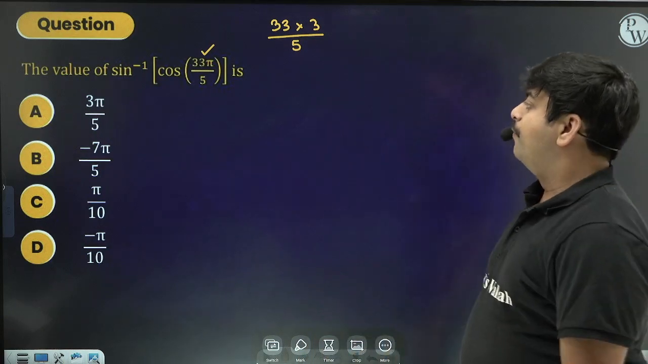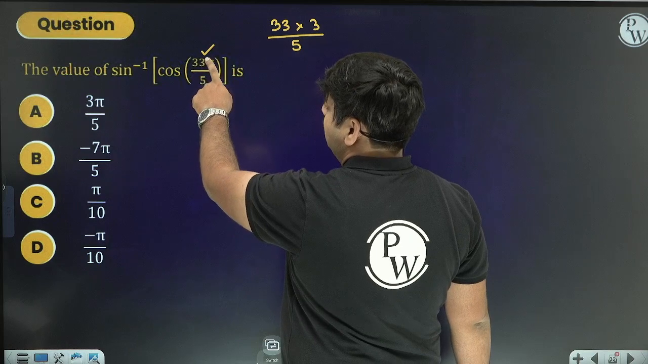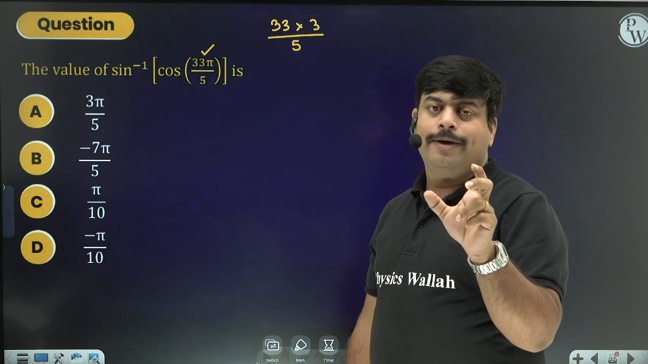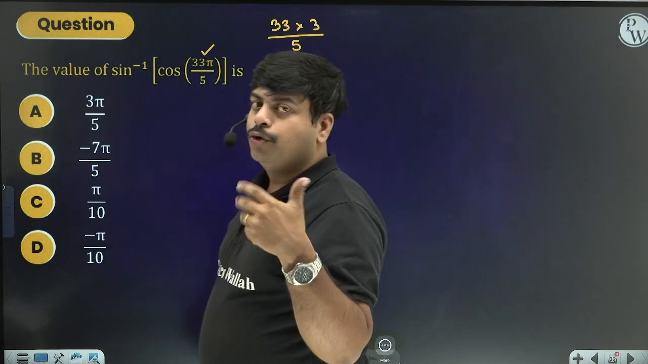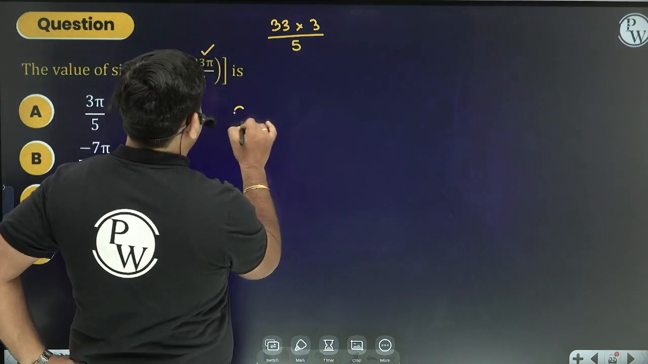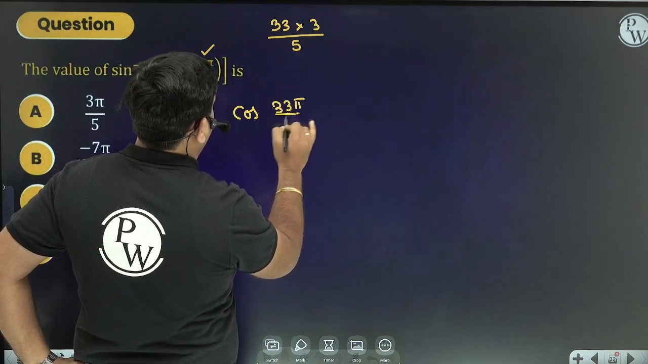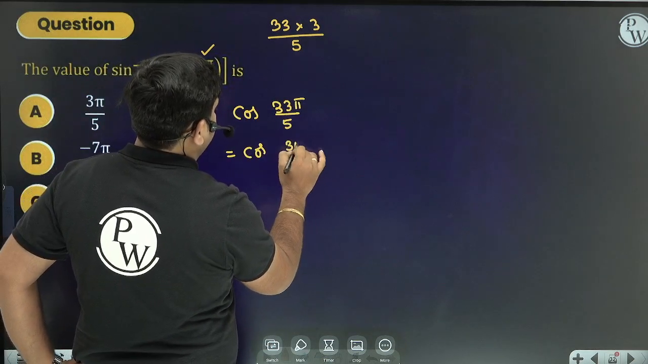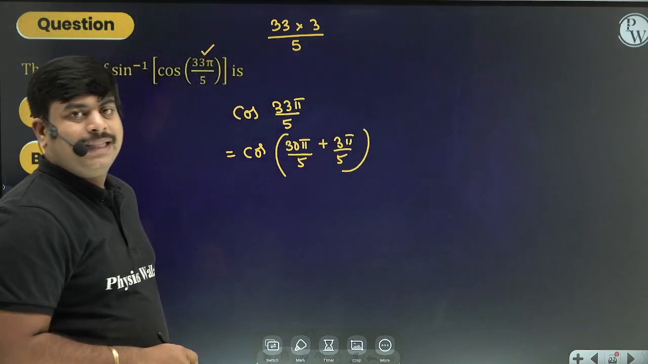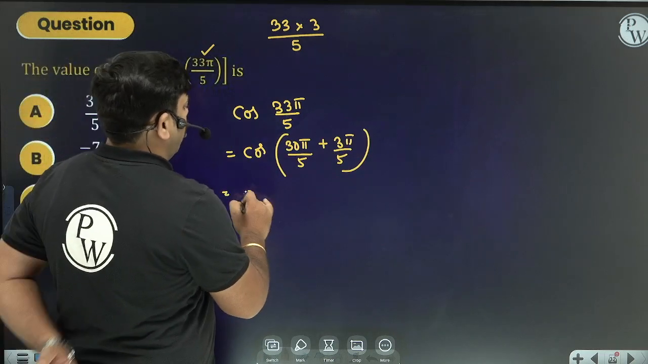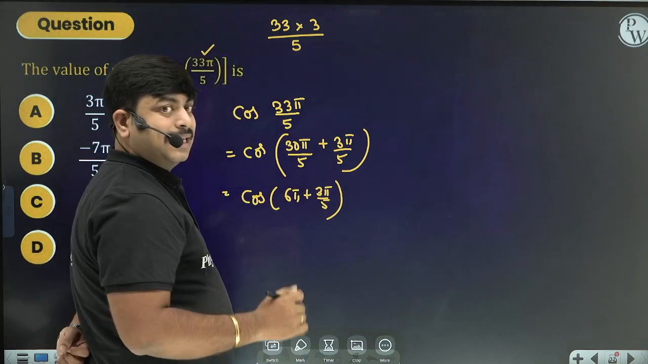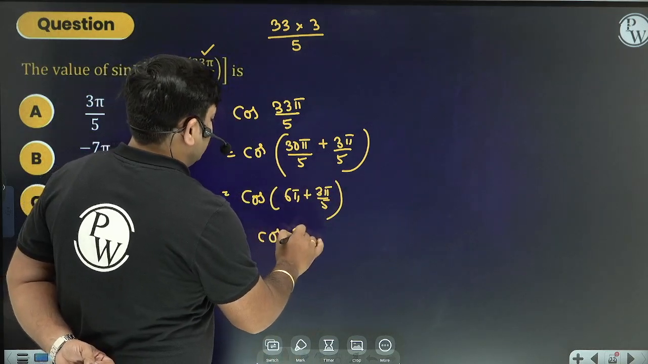So we need to convert this cos of 33 pi by 5 to an equivalent value between minus pi by 2 to pi by 2. You know 2 pi plus theta is again the same angle. So for cos 33 pi by 5, as the denominator is 5, I can write cos of 30 pi plus 3 pi by 5. I'm splitting 33 as 30 plus 3. So that will give you cos of 6 pi plus 3 pi by 5. Again, you know that cos of 6 pi plus theta is the same as cos theta. So cos 3 pi by 5.